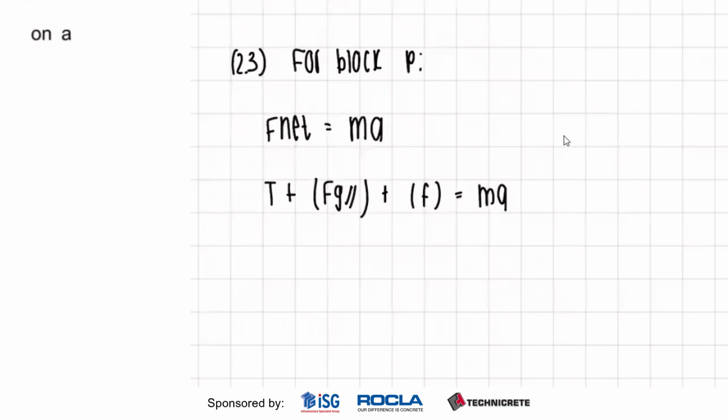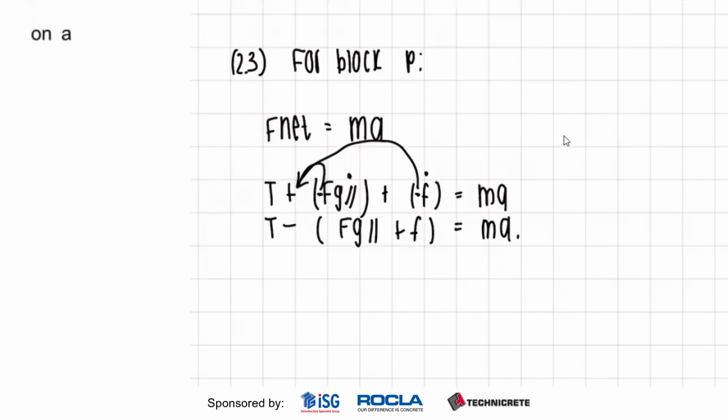So, because these are both working down the slope, we're going to say that they are negative. We're going to put negative in there, and then we are going to simplify our equation, and we're going to say T minus FG parallel plus F equals MA. Basically, all we did was we took out the negatives, put them in front, and then we plus them together. Okay.